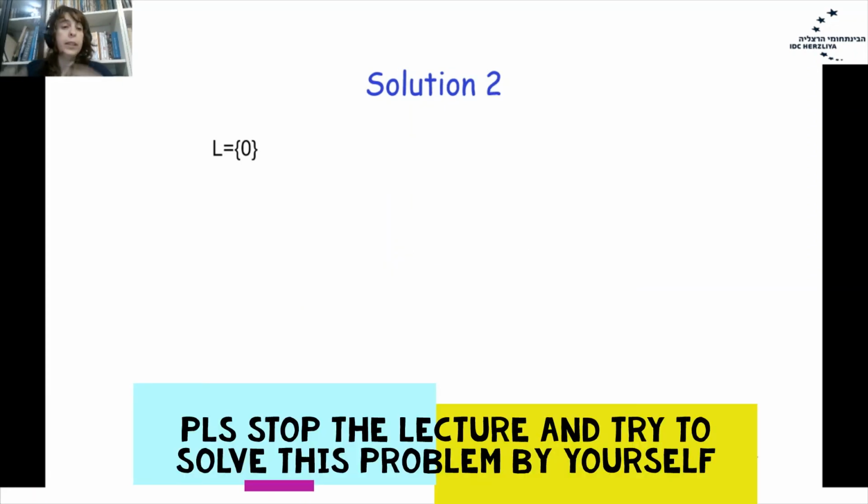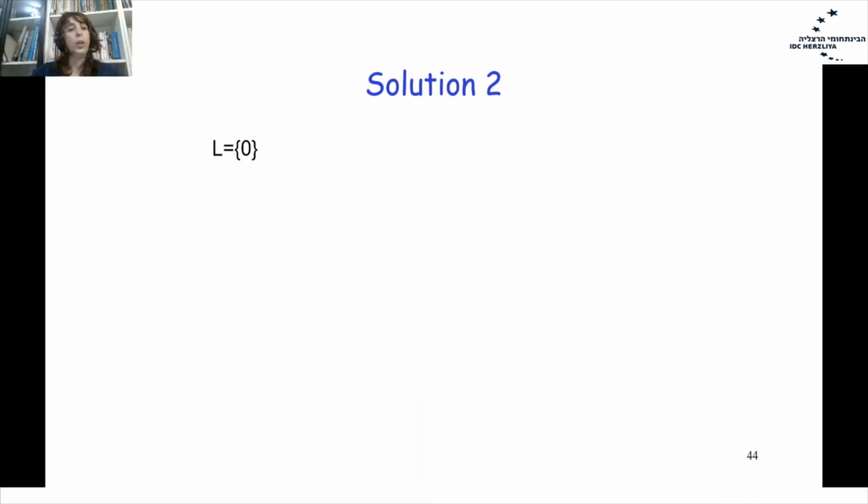Okay, let's move to the second language. Once again, we were asked to build a non-deterministic finite automaton. Actually, we did this question at the beginning of the lecture, but we had to build a deterministic finite automaton which accepts only one letter. So now we are allowed to build a non-deterministic finite automaton, and you were given a hint, 2 states will be enough. So please stop the lecture and try to solve this problem by yourself.